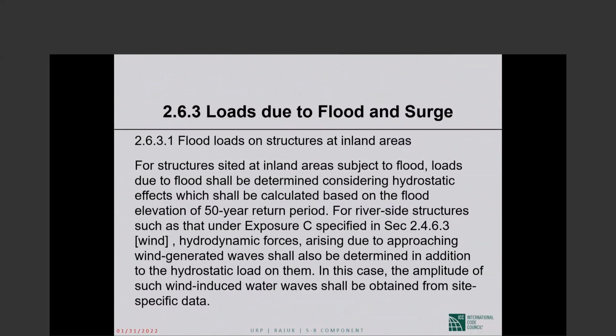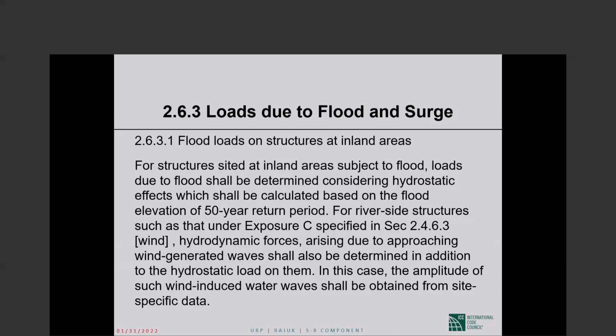Okay, loads due to flood and surge. This is another, in my opinion, a kind of a problem area. Okay, let's read what BNBC has to say. So for structures sited at inland areas subject to flood, loads due to flood shall be determined considering hydrostatic effects, which shall be calculated based on the flood elevation of 50-year return period. Okay, that's an understandable sense.